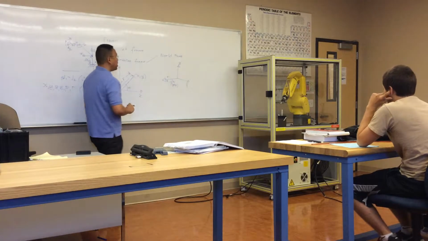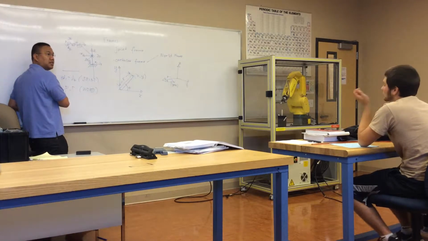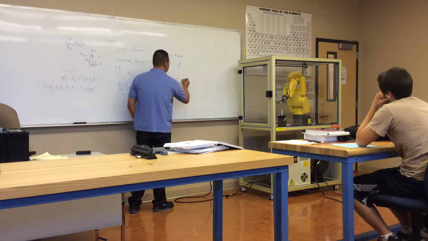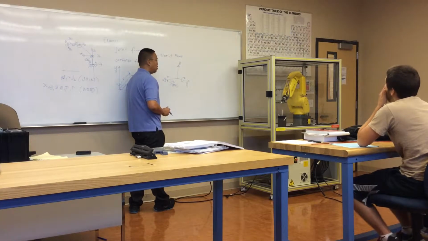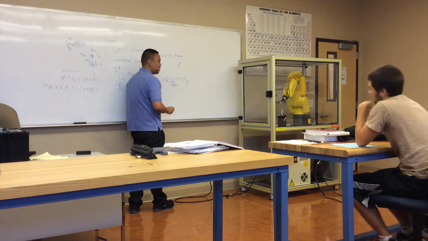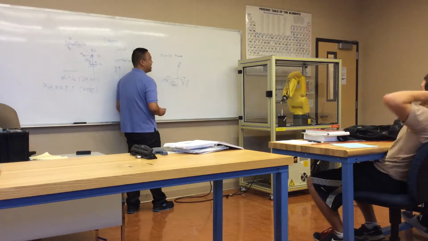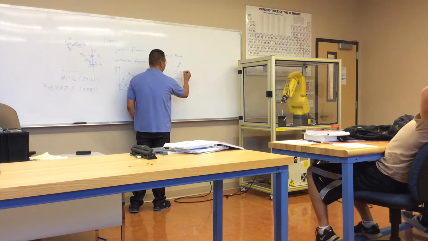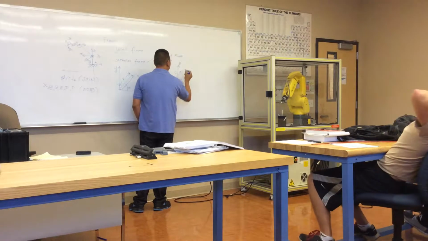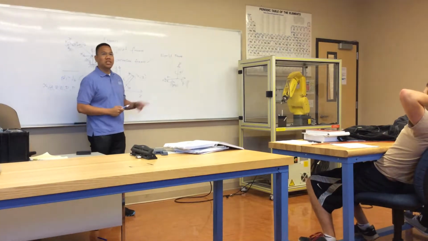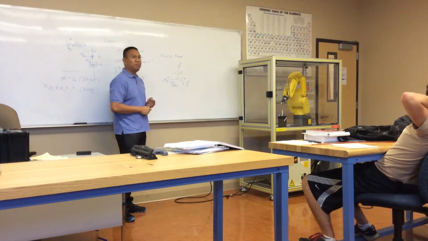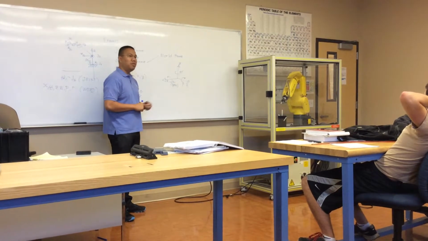We don't use Y because Y is already used by this. Pitch is rotation with respect to Y. And roll is rotation with respect to Z. So can you illustrate this motion of yaw, pitch, and roll with the robot? With the robot.